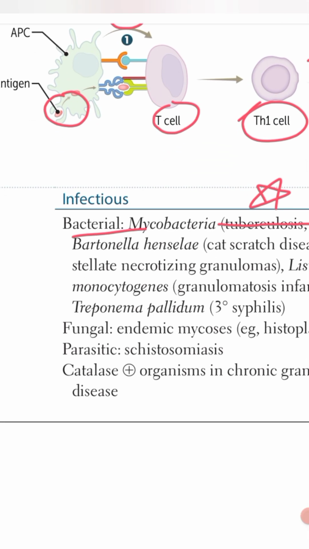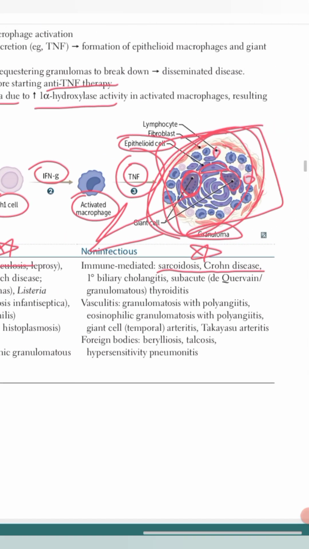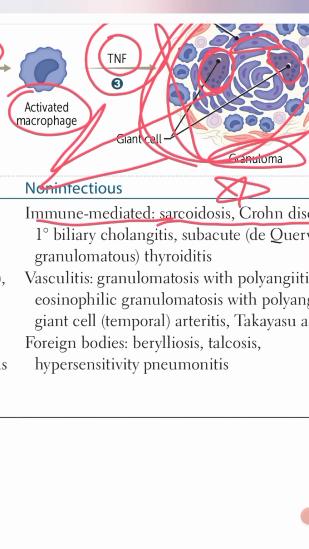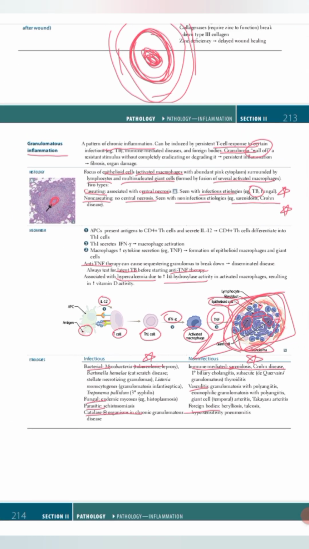Infectious causes include bacterial, fungal, parasitic infections, and the catalase positive organisms seen in chronic granulomatous disease. While in non-infectious, there will be immune-mediated diseases, vasculitis, and foreign body. So that was all about granulomatous inflammation.